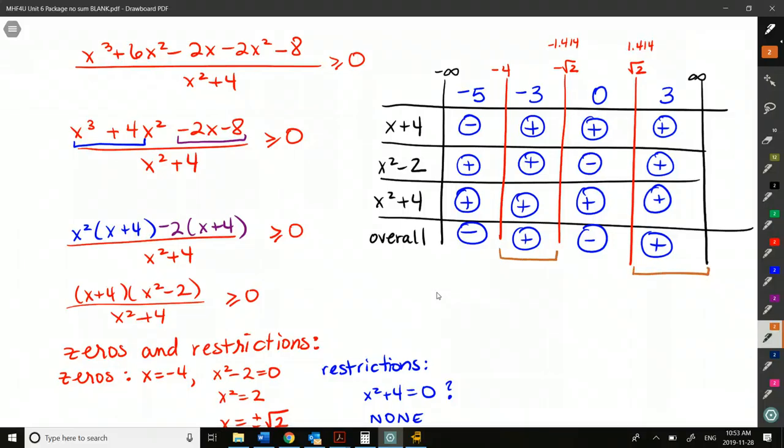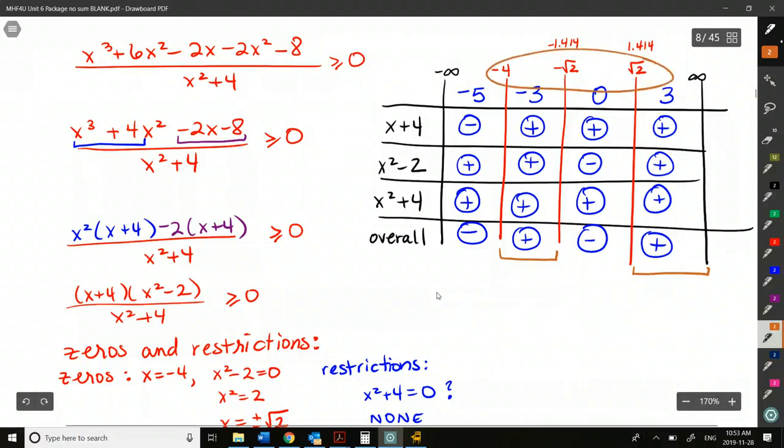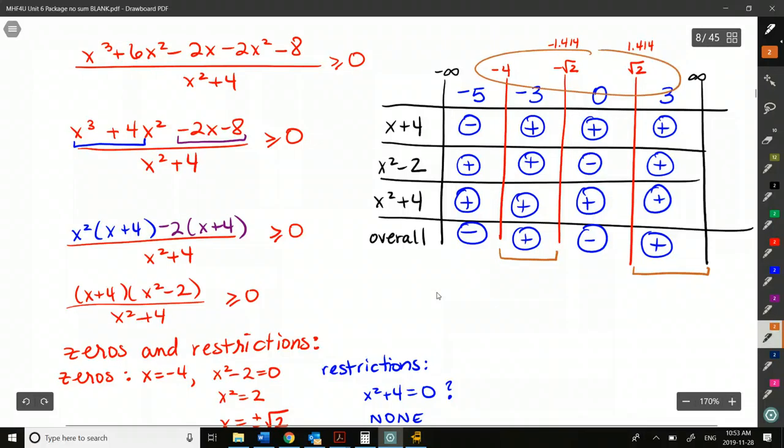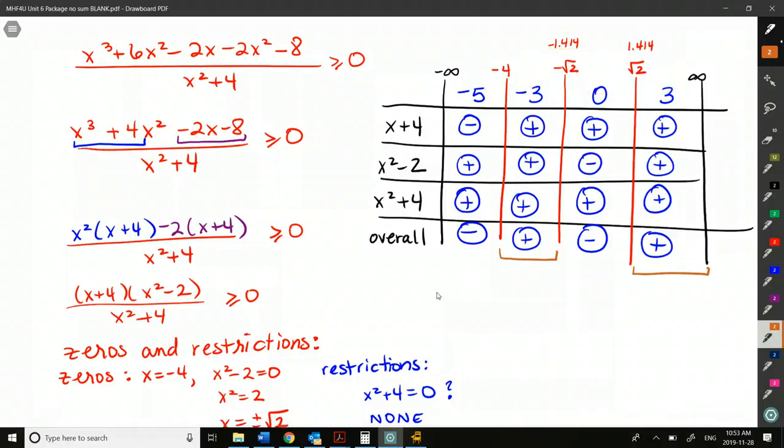And one thing to just kind of look out for is if you happened to have restrictions up here, I can never include restrictions with a square bracket because it's undefined. So if you had a restriction up here, which in this case we don't, they're all zeros, but if you did have a restriction up there, it always has a round bracket on it. Don't include it in your set. So can somebody tell me our answer here? Set up our intervals.